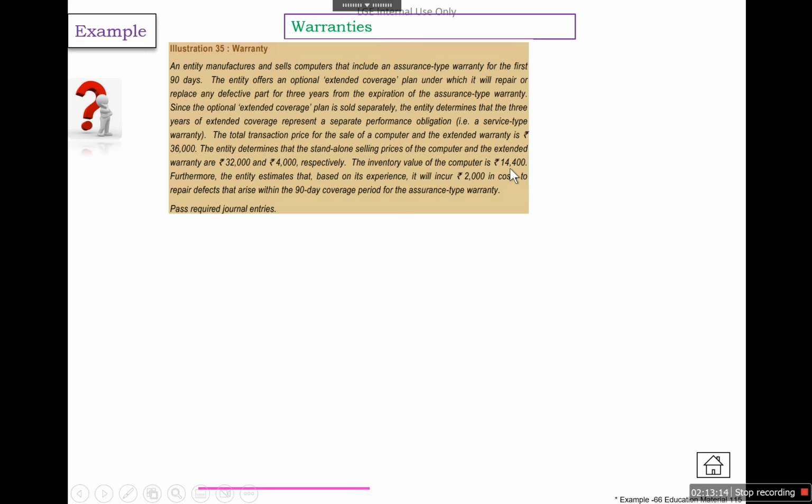The inventory value of the computer is 14,400. Furthermore, the entity estimated, based on its experience, that it will incur 2,000 in cost to repair defects that arise within the 90 days coverage period.